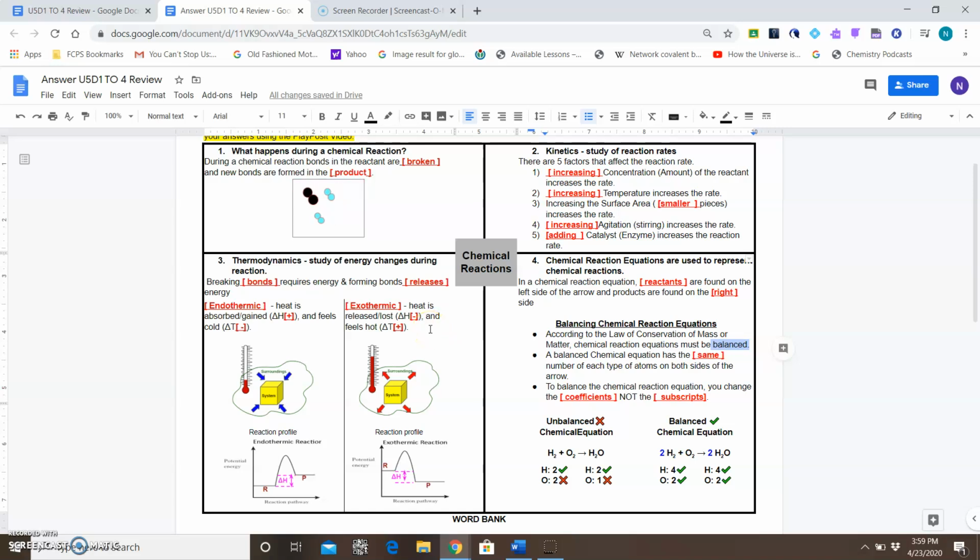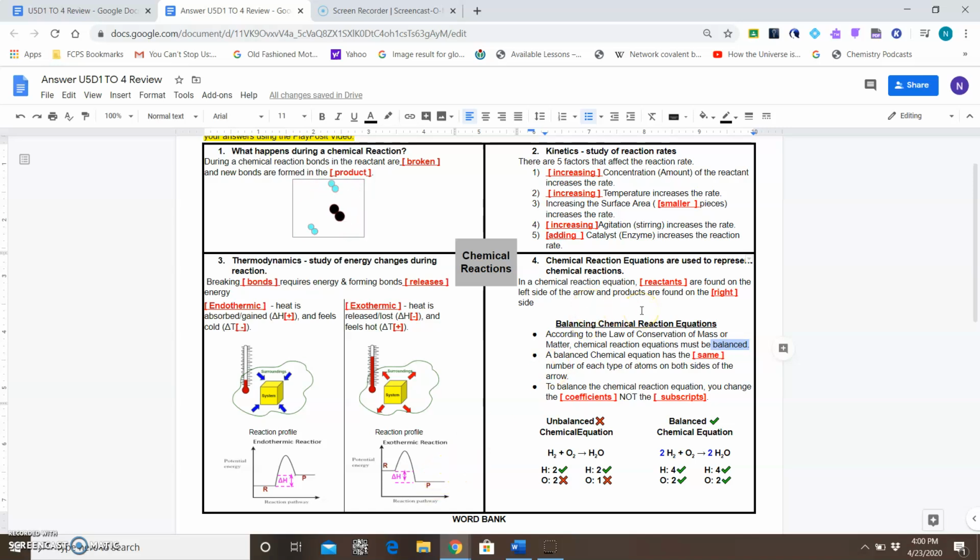Now, since it's being lost into the surroundings, the surroundings are going to get hotter. So the surroundings will feel hot, and that will result in an increase in temperature. So delta T is positive. So if you look at the reaction profile for an exothermic reaction, you will see that the product is lower in energy than the reactant.